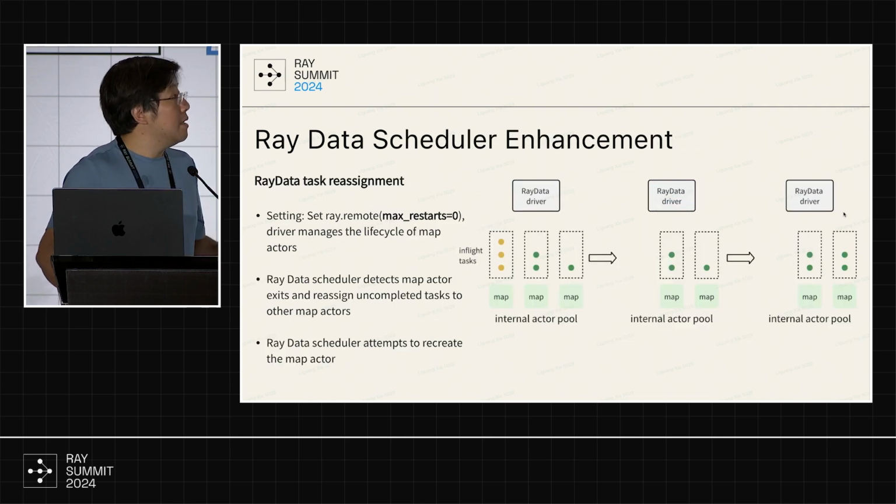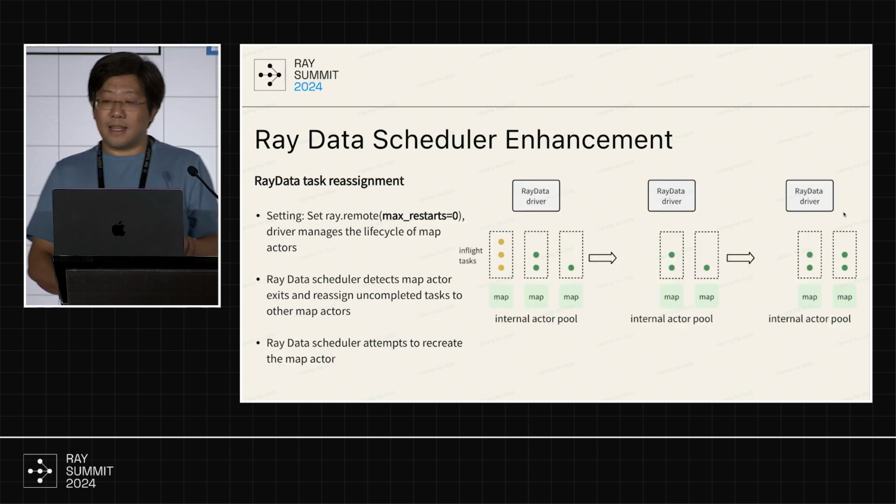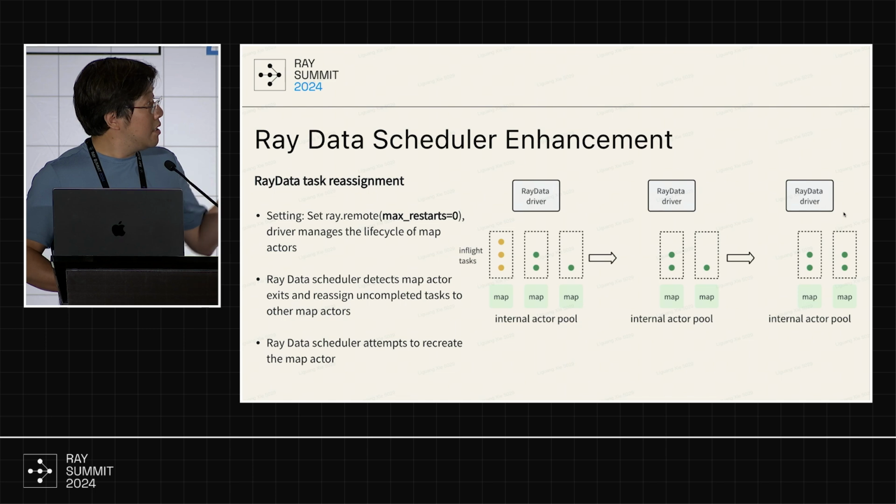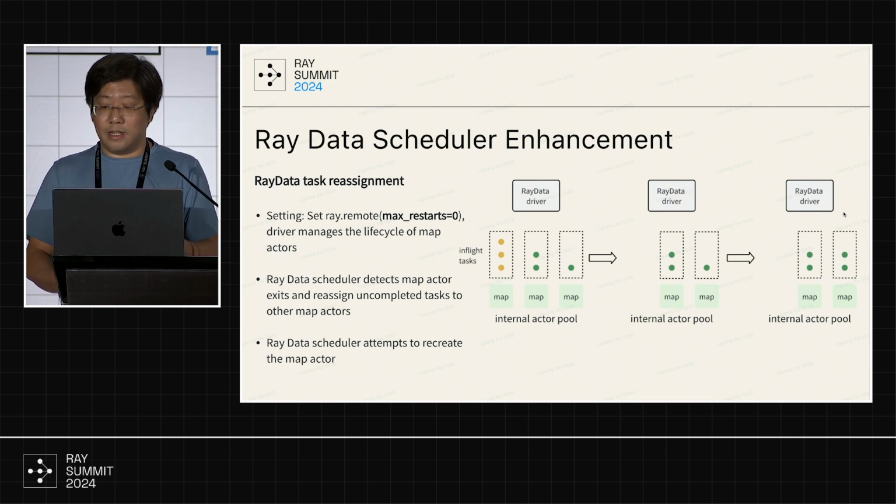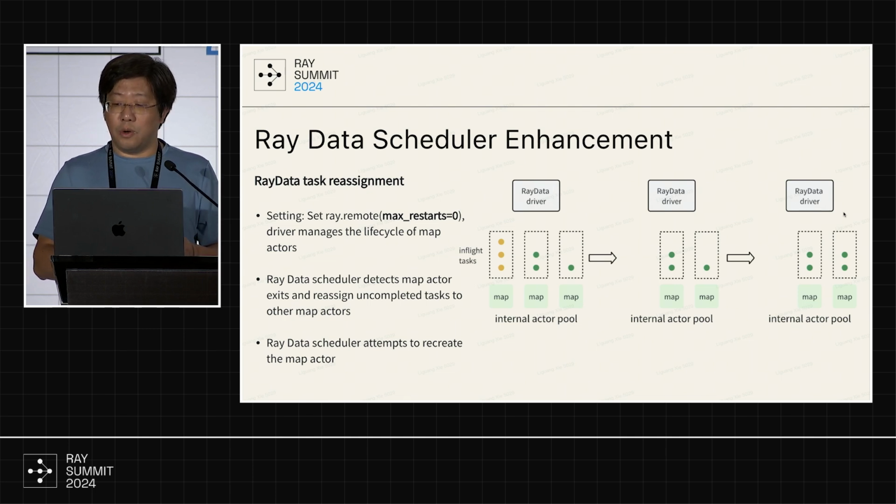The first enhancement we propose is task reassignment in the Ray Data scheduler. In simple terms, this means redistributing the tasks of the failed actors in the actor pools to other available actors. Here's a little technical detail: we set the max restart parameter of actors in the actor pool to 0. This means that Ray Data will fully control the life cycle of an actor. So when an actor crashes, Ray will no longer maintain its life cycle and will no longer attempt to restart the actor.